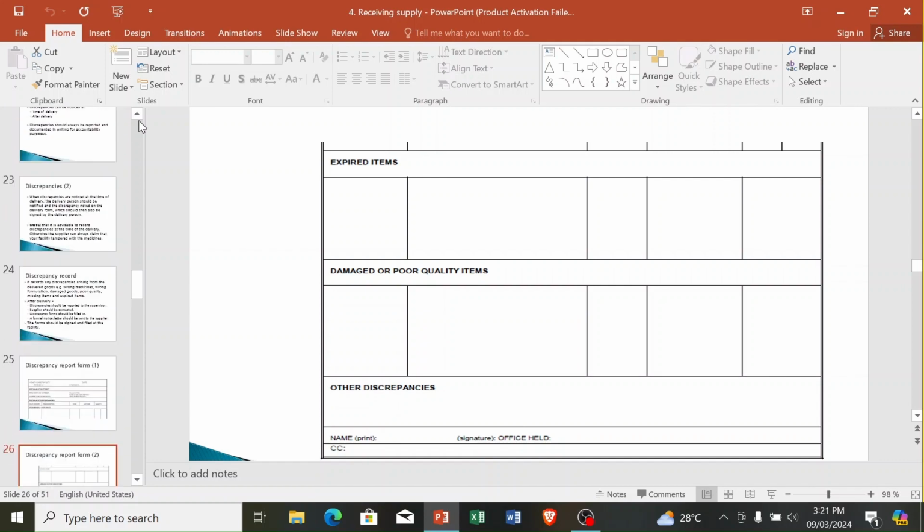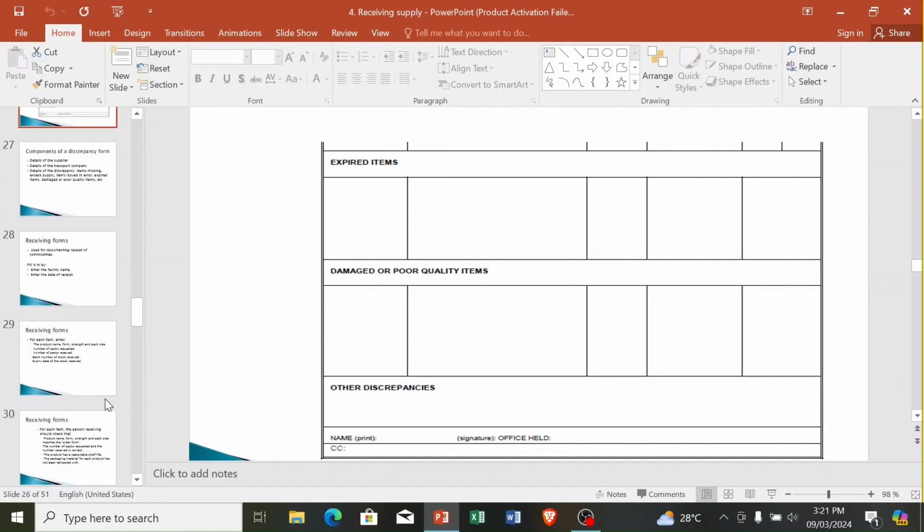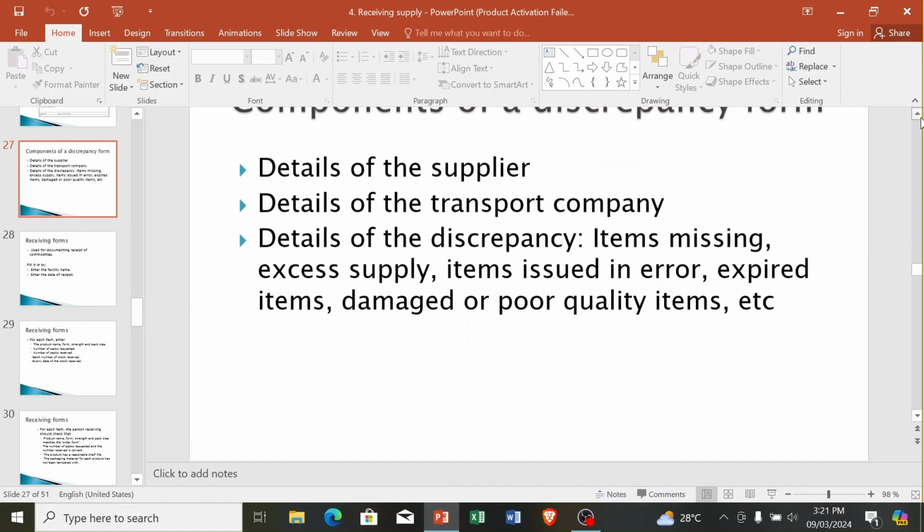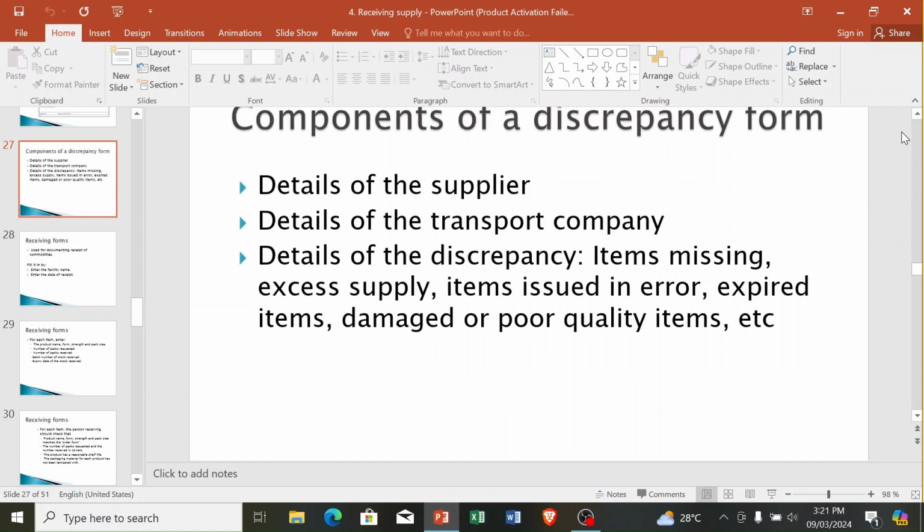Okay, we also give a copy to the supplier. So that takes us to another document, or components of a discrepancy form. Details of the supplier. We are just repeating what we have seen in the diagram up, or how it can look like. Details of the supplier, details of the transport company, details of the discrepancy, that is item missing, excess supply, items issued in error, expired items, damaged or poor quality items.